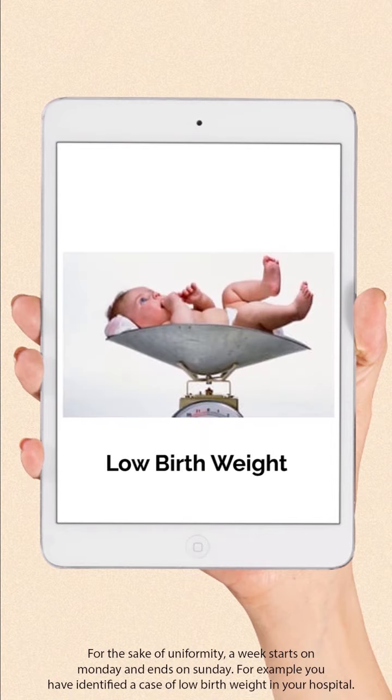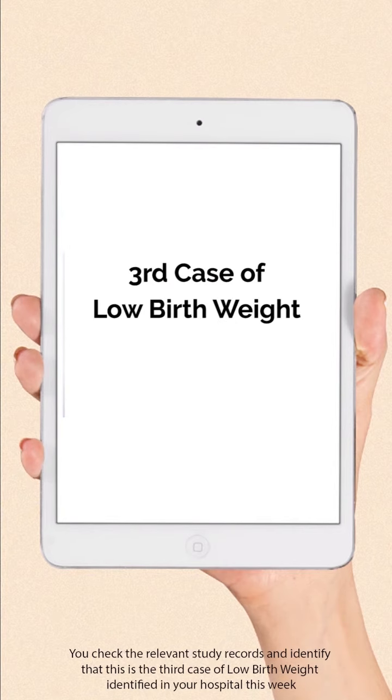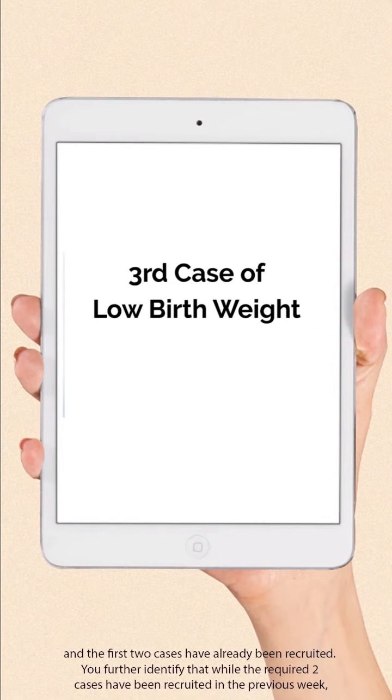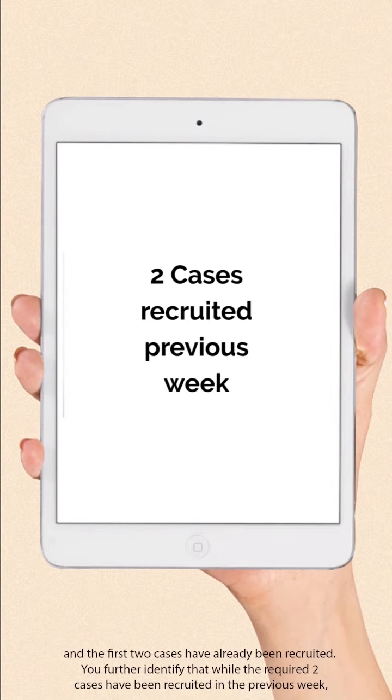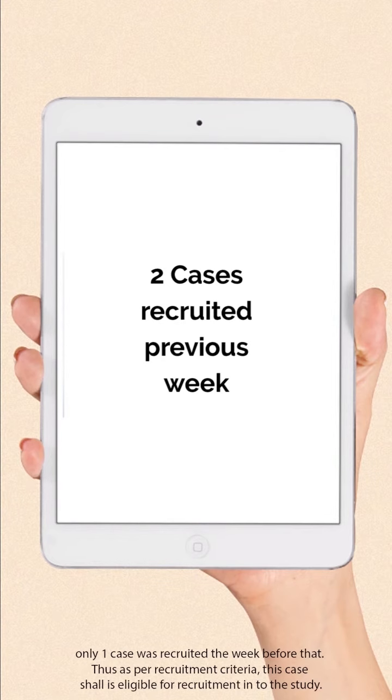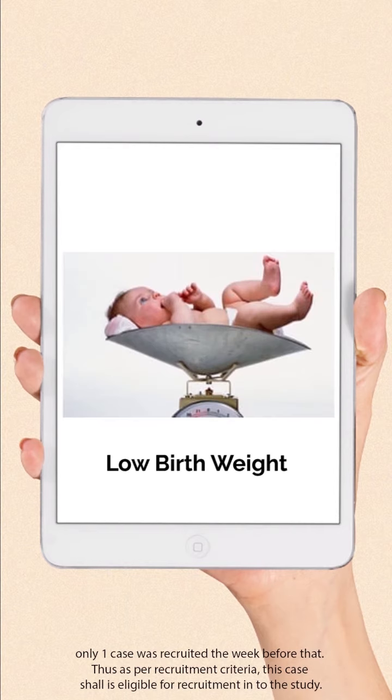For example, you have identified a case of low birth weight in your hospital. You check the relevant study records and identify that this is the 3rd case of low birth weight identified in your hospital this week, and the first 2 cases have already been recruited. You further identify that while the required 2 cases have been recruited in the previous week, only 1 case was recruited the week before that. Thus, as per recruitment criteria, this case is eligible for recruitment into the study.